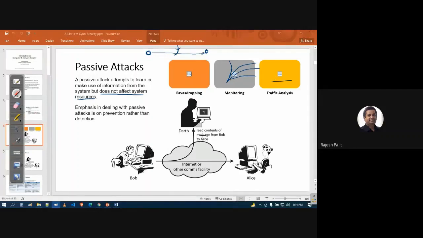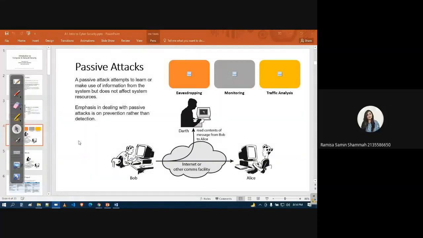So you see, this guy Dart reads the content of the message from Bob to Alice. These are the common characters when we describe a system: Alice, Bob, Dart, Mallory. Trent is a trusted party. When it is a malicious party, we call them Mallory. There are a lot of characters we will see in this course, and they are used to describe any cryptographic algorithm or system. So any question about the passive attack?